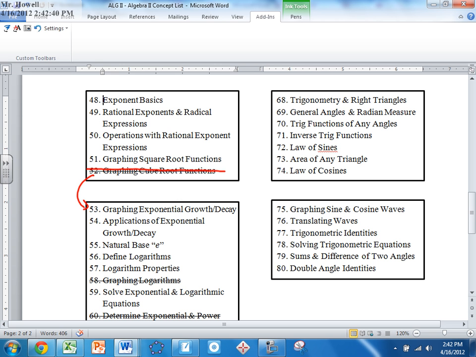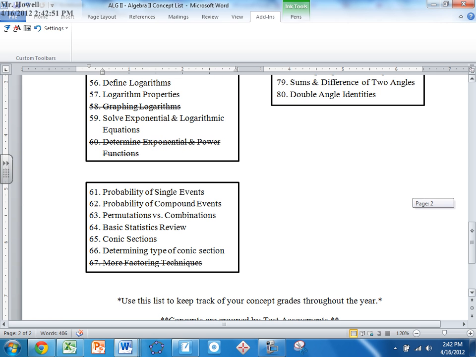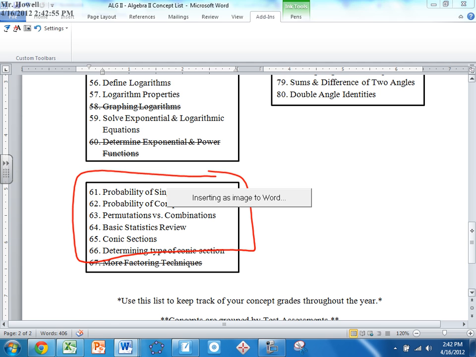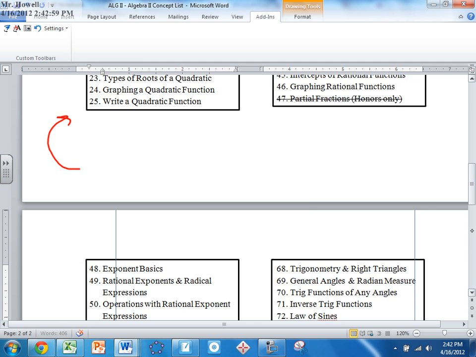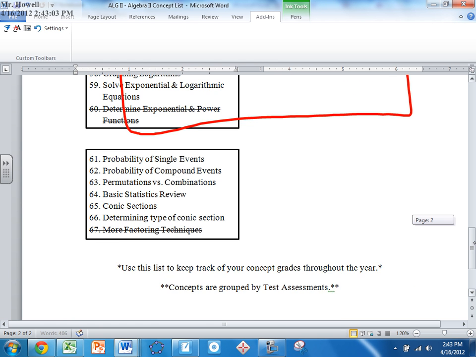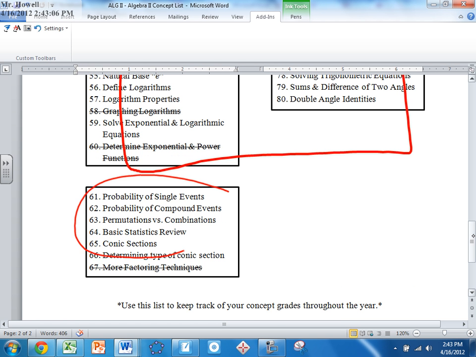Now, after 51, we would normally go to 52, which obviously I crossed off. Then we would go to 53. What I'm going to do, though, after 51 is actually jump down to 61 and do this section first. Then we're going to come back and do what's in this section afterward. The reason being is we want to get this part done before the SAT.